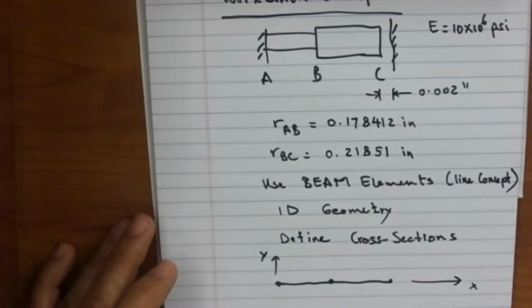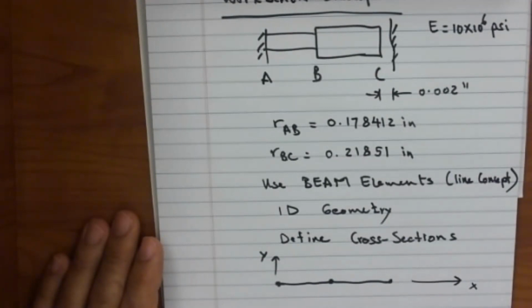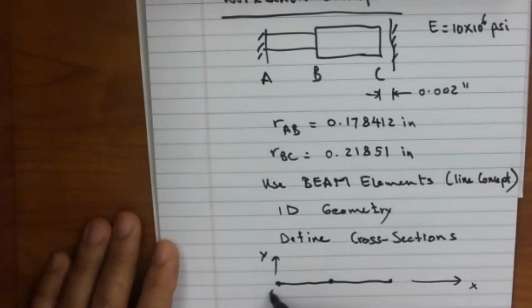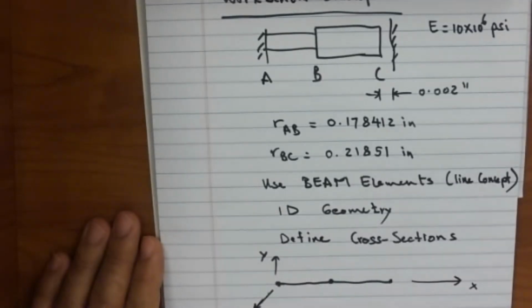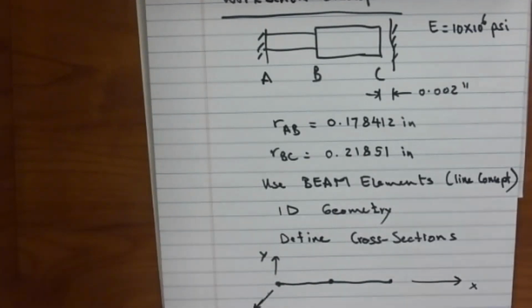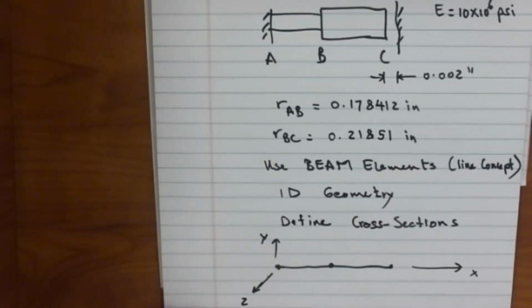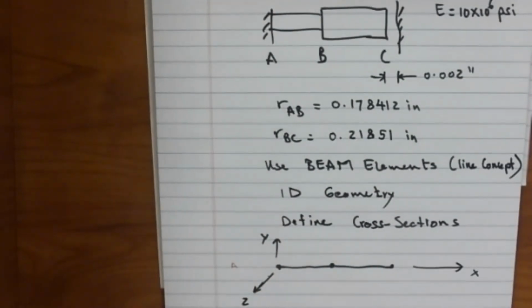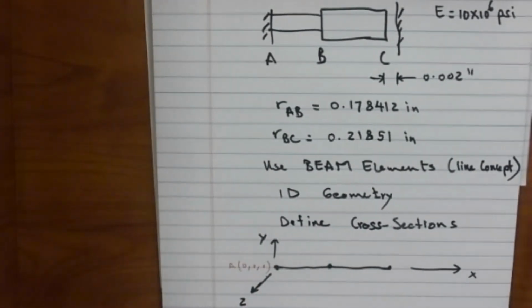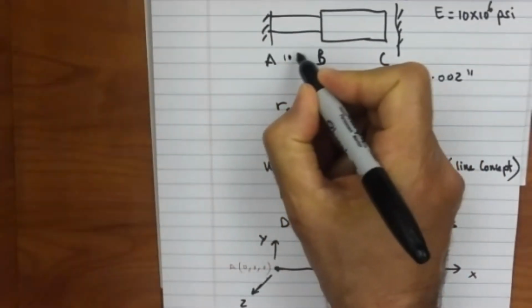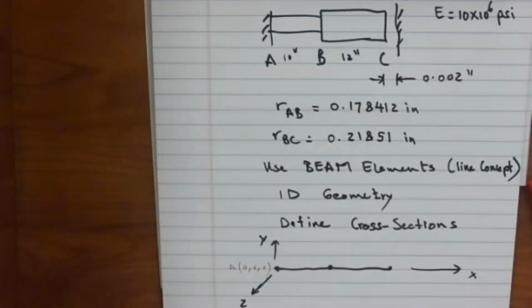Another thing to keep in mind, when we are using ANSYS Workbench, we are working in space in 3D. So I have x, y, but I also have a z. So these are my lines or my geometry. And if I want to define my points now, I'm going to look at point A, and this will have coordinates of 0, 0, and 0. And point B, if I look at the dimension, AB was 10 inches long, and BC was 12 inches long. So point B is going to have coordinates 12, 0, and 0.